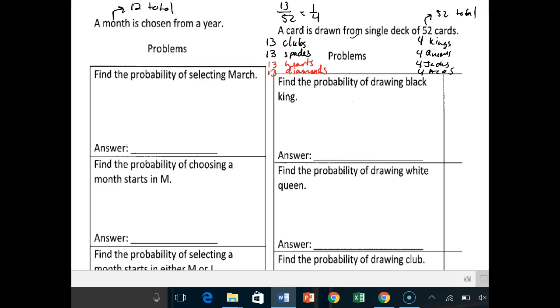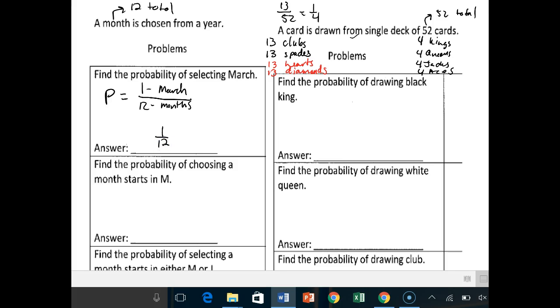All right, so let's take a look at finding the probability of selecting March. Here's how I want you to show work for this. Probability you can just label as P. So P is equal to what you want. There's only one March out there, over your total choices. So there are 12 months, right? So your probability is 1 over 12.